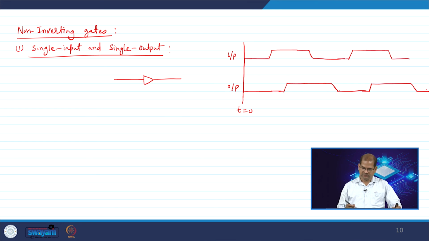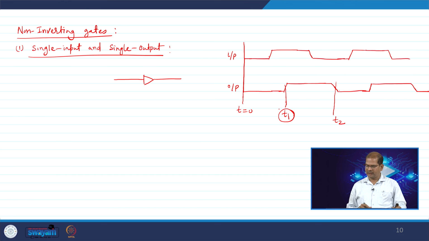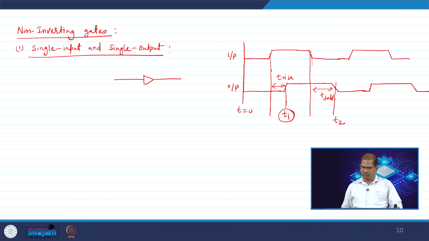Now, this is my T1, and this is my T2, the output arrival times. T1 is the output rise arrival time, T2 is the output fall arrival time, and this is my input arrival time. This delay is basically T rise, and this delay, from here to here, is basically T fall. Okay. So, now I need to find the input arrival time.